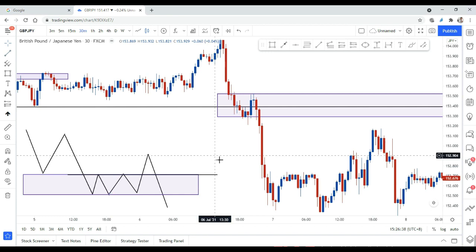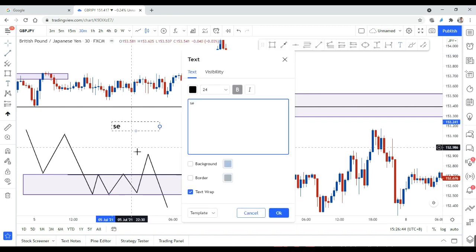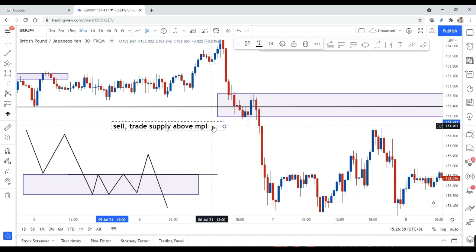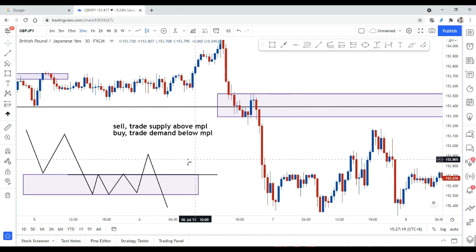So we always trade for a sell. Remember this, I'm going to write it down. For sell, you trade supply above the maximum pain level. For buy, I guess you guys know what I'm going to say: demand below MPL. Keep this in your mind, this is very, very important.